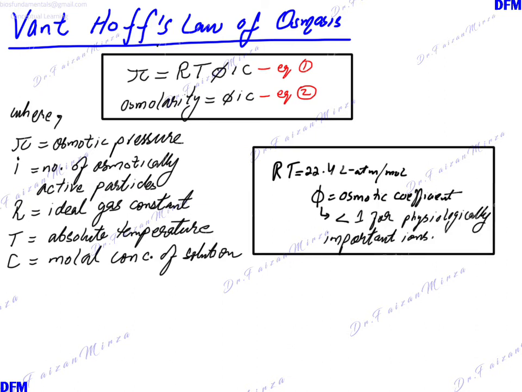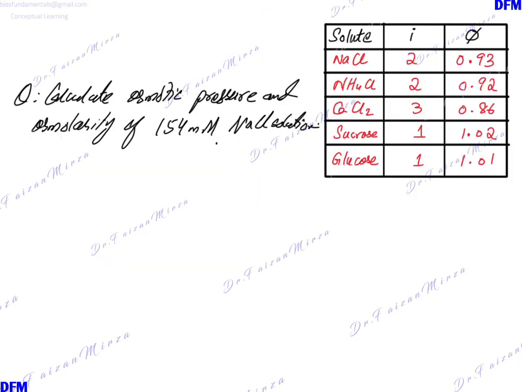Phi actually is the osmotic coefficient. This osmotic coefficient is less than 1 for physiologically important ions. Let's take an example here. These values are already provided in the literature. The solutes are mentioned there when they are dissolved in water. You will have these numbers of i's, and this is the phi value given to you.